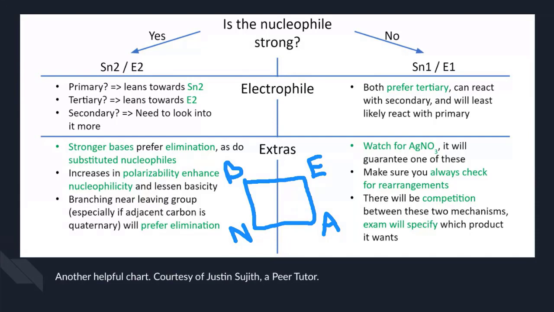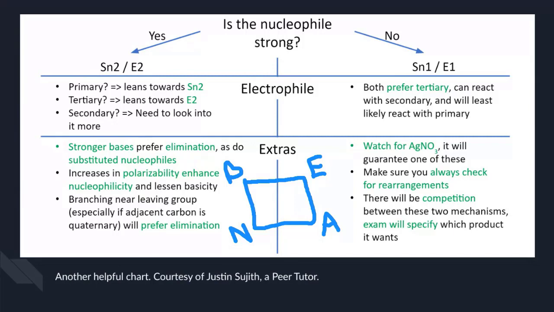And then there will be competition between these two mechanisms, but the exam will typically specify which product it wants. I know some professors will say if you add heat, it's more likely to prefer the elimination product, but this is kind of back and forth because I don't know if all the professors agree on that, and there are exceptions.